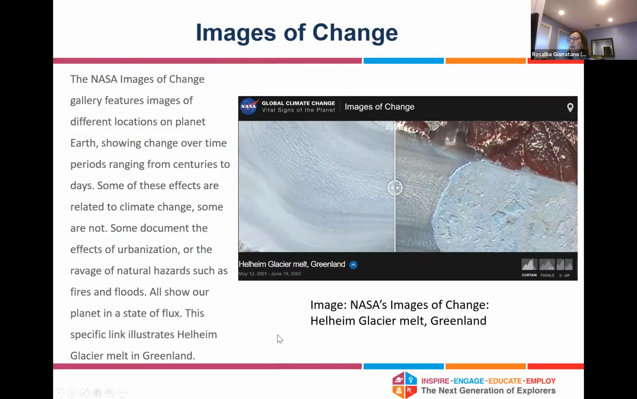So this is a gallery that features images where you can see very, very dramatic changes. Some of them are related to climate change, some are not. The one that I'm showing right now on this screen is the Helheim Glacier melt in Greenland, but there are many other images that you can access, so you can see the before and after and the dates that the images were taken. So a pretty cool website that I recommend for you to explore.